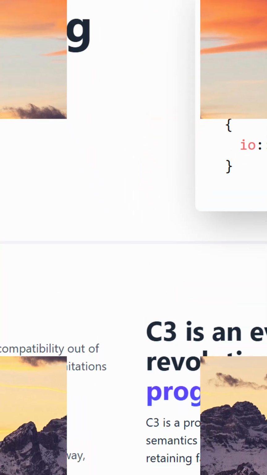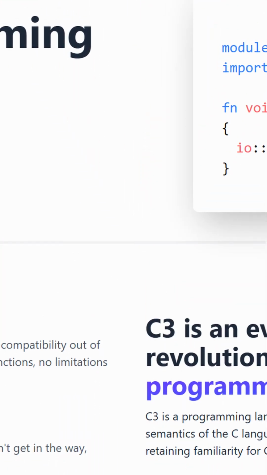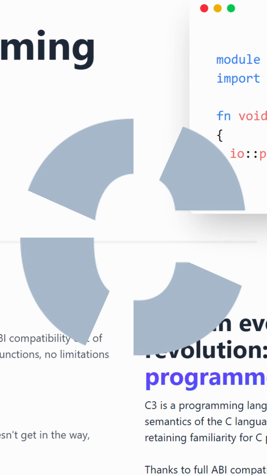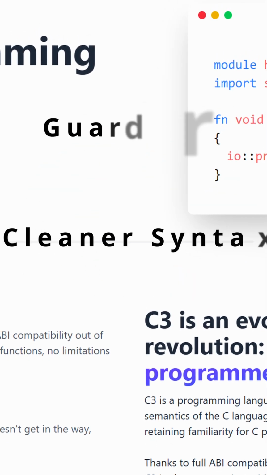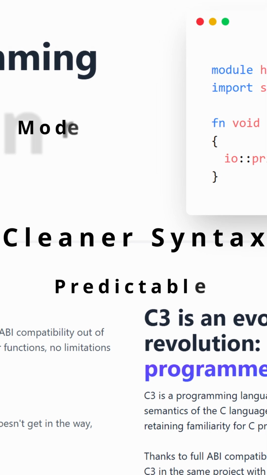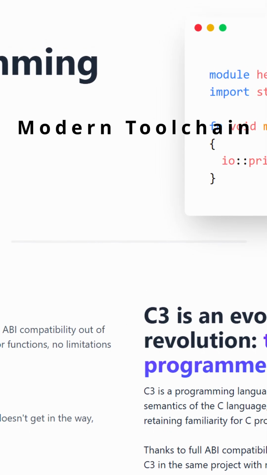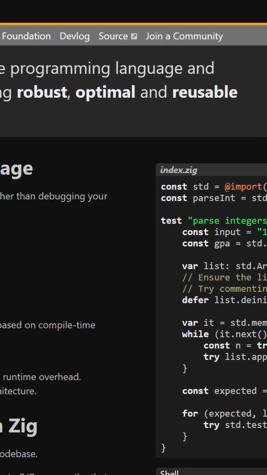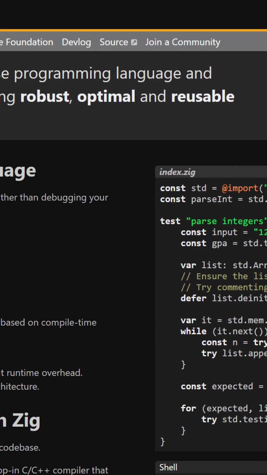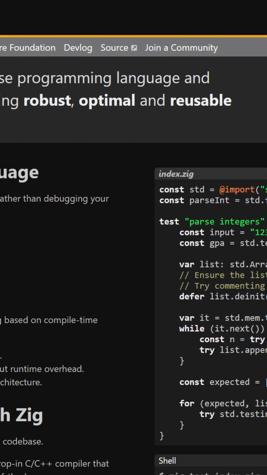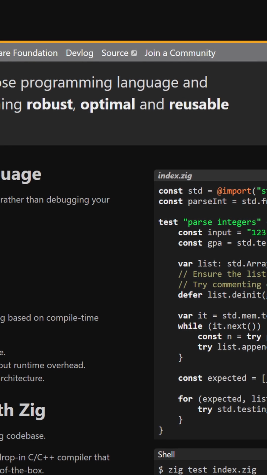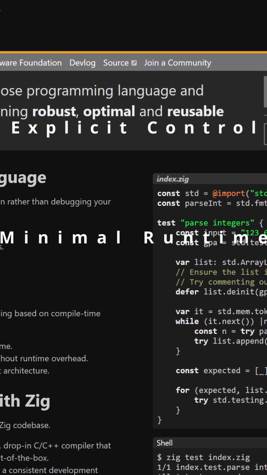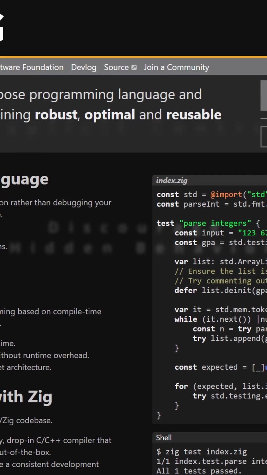Well, sort of. C3 tries to look and feel like C, just improved from its perspective. Cleaner syntax, guardrails where it matters, predictable behavior, and a toolchain that feels like modern software development instead of something from the late 80s. Zig, on the other hand, doesn't just want to patch C, it wants to absorb it, understand it, generate it, compile it, replace your build system, replace your libc, and do it with a philosophy of minimal runtime, explicit control, and a deep distrust of hidden behavior.